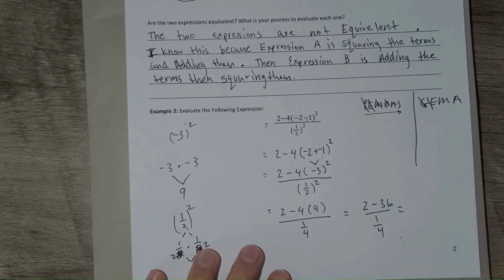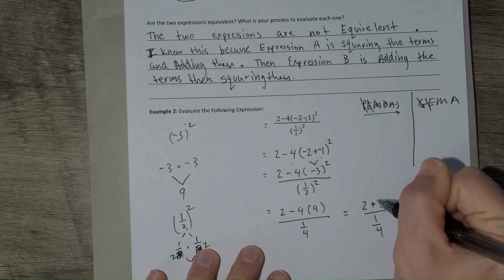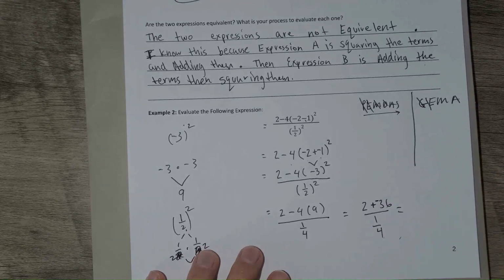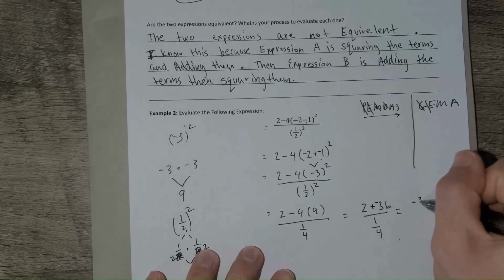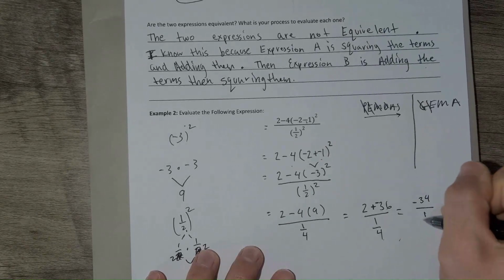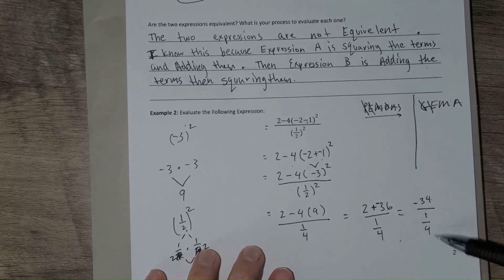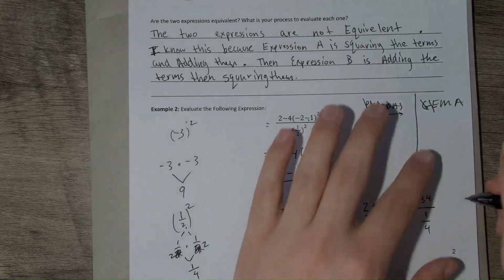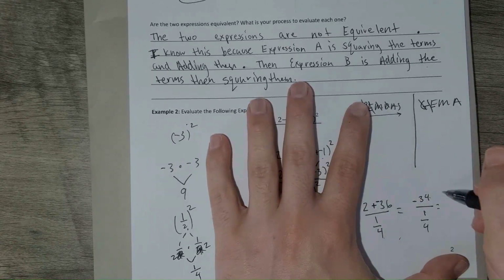This is 2 minus 36. And so subtracting a positive is the same as adding a negative. So I can change this subtraction sign to addition and make my 36 negative. So 2 plus -36 gives me -34 over 1/4. And now I have an integer divided by a fraction. And so now I just need to do keep, change, flip, aka the multiplicative inverse.